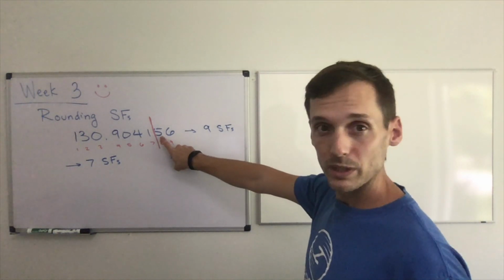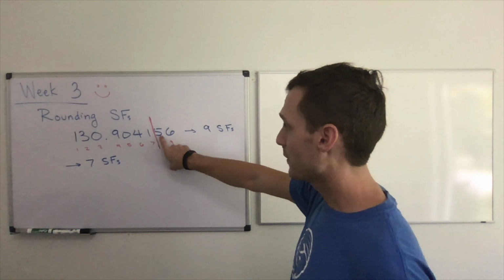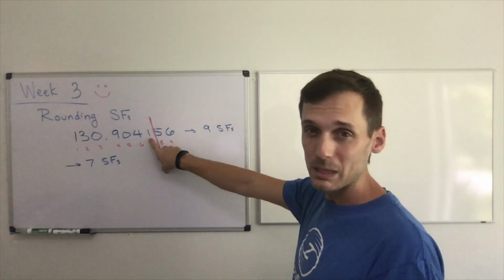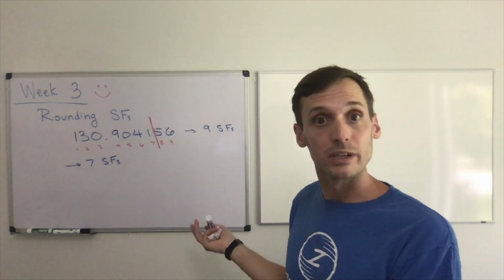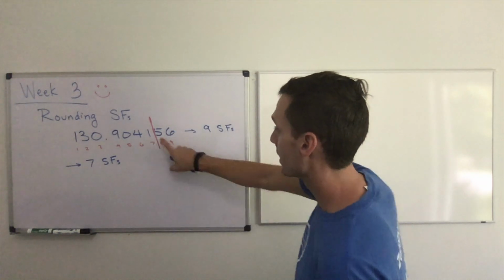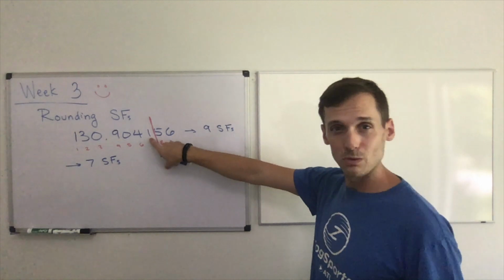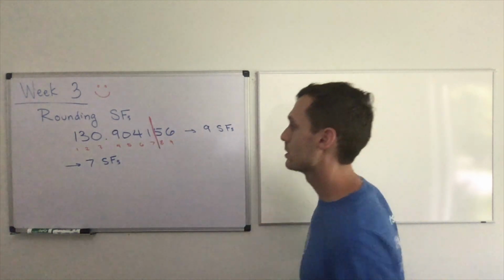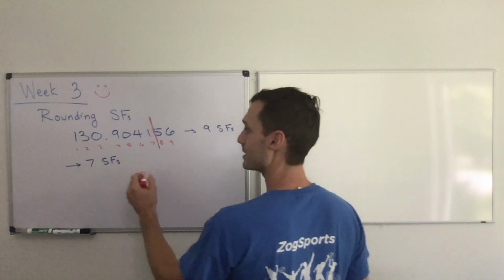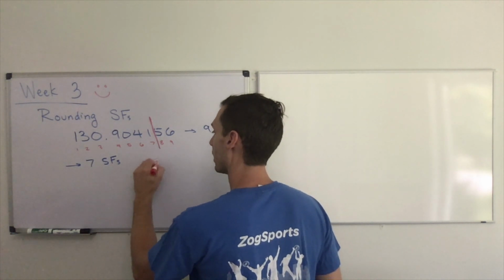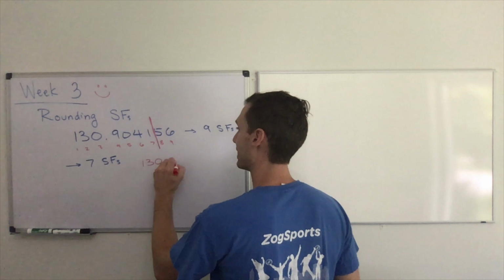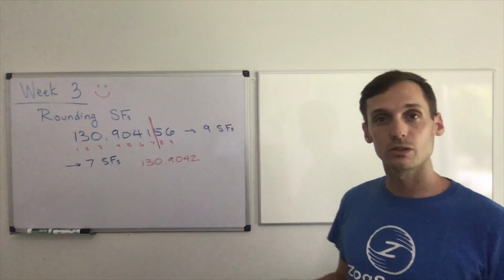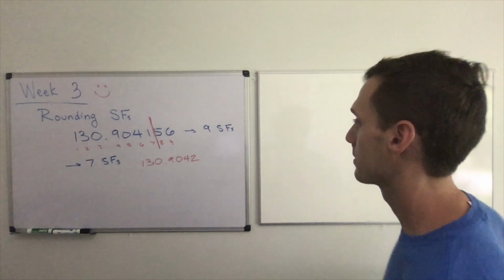And then all you do is take the number to the right of it, figure out if that number will round this previous number up or keep it the same, and then just rewrite the number. So this one's pretty easy. Is that 5 going to keep this one a 1, or is it going to round it up to a 2? It's going to round it up to a 2. So for 7 sig figs, this becomes 130.9042. Okay, we've just rounded it to the correct amount of sig figs.